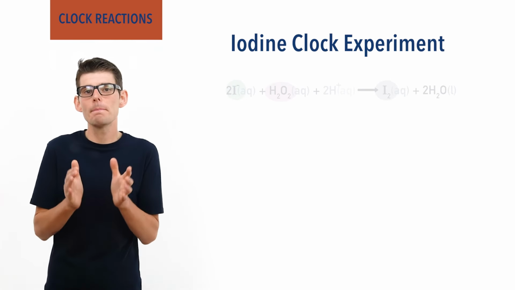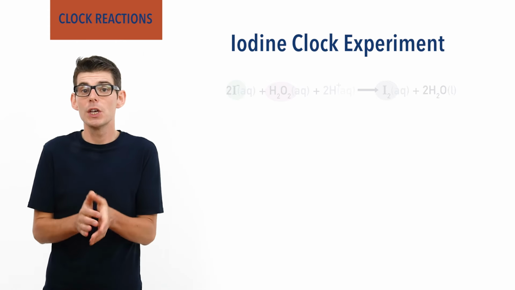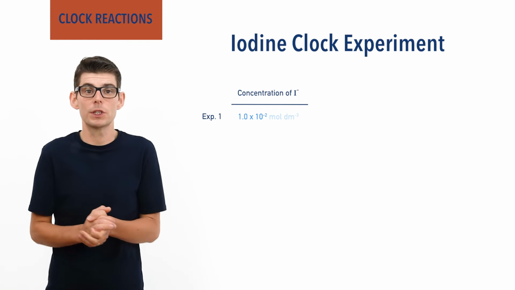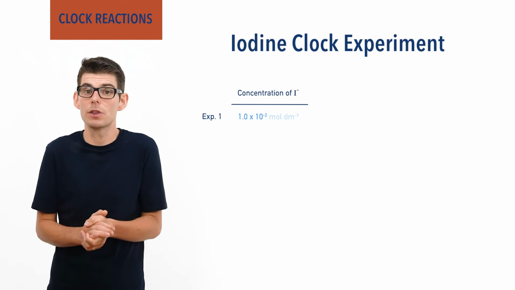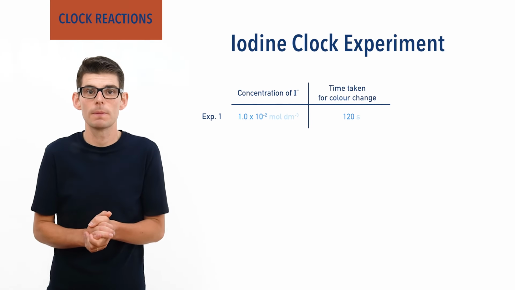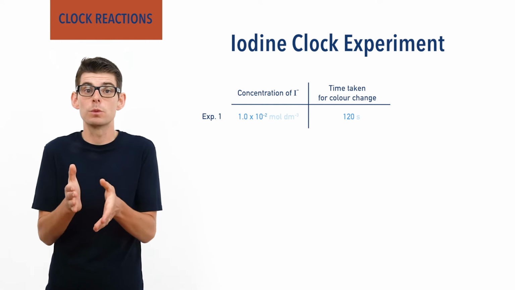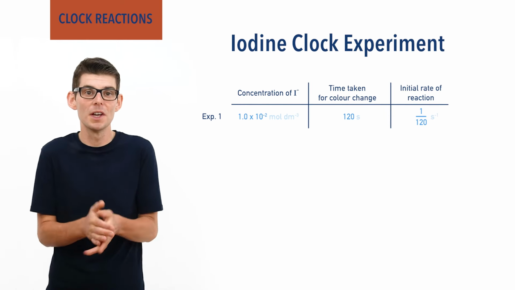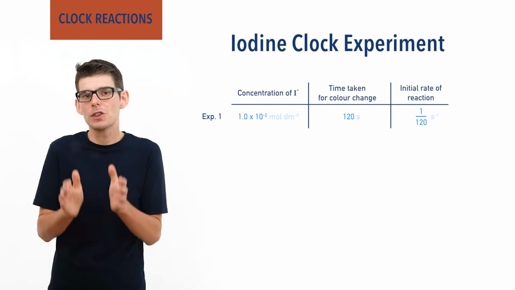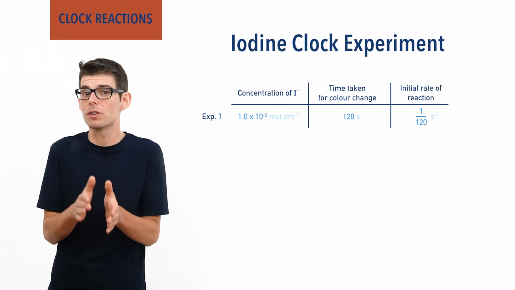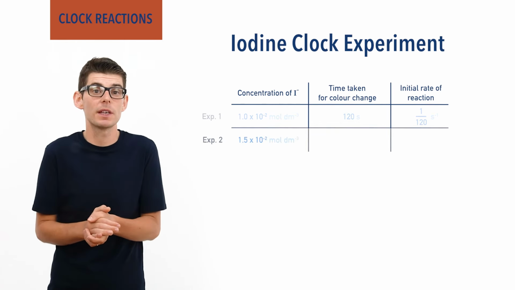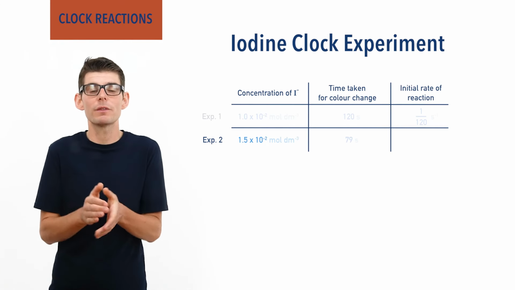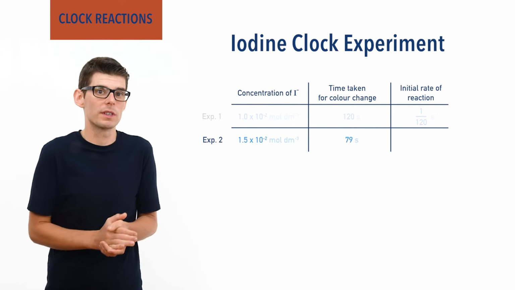For example, imagine we carry out the iodine clock experiment using a concentration of iodide ions of 1 × 10⁻² mole per decimeter cubed, and the time it takes for the colour change to occur is 120 seconds. The rate, therefore, can be considered as 1/120. Remember, rates are per second, as in seconds to the -1, 1 divided by seconds. The process is repeated using a concentration of iodide ions of 1.5 × 10⁻² mole per decimeter cubed, this time given a time of colour change of 79 seconds, and a rate of 1/79.